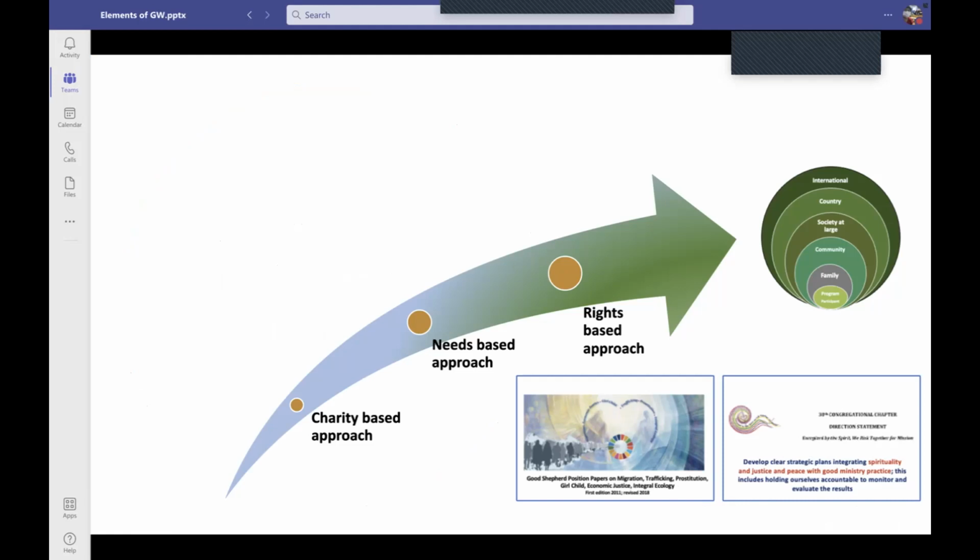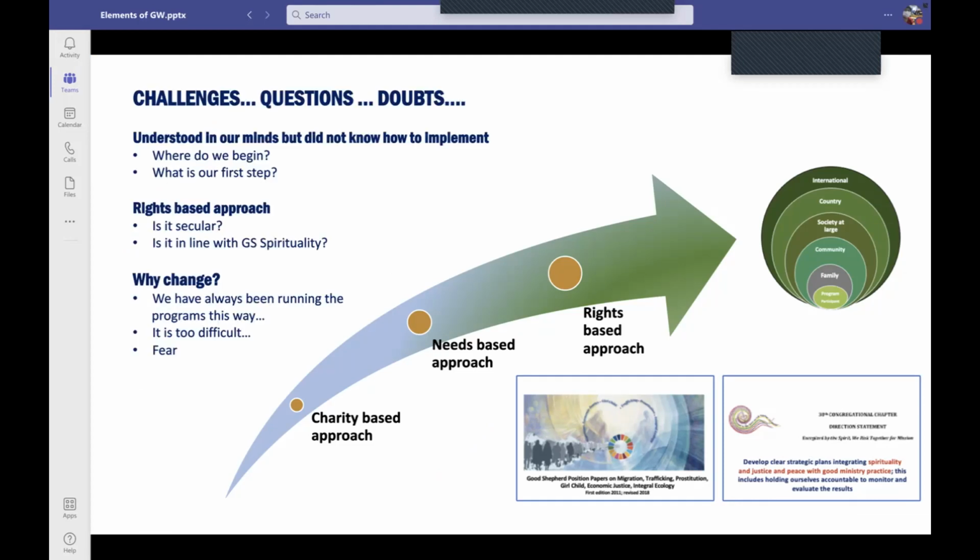So this is where it is heading. If you look at the 2021 congregation direction statement, so many parts in it talk about being rights-based, having the rights-based approach. When we look at this, many of us here understand it in our minds, but we don't know how to implement it. What is the rights-based approach?